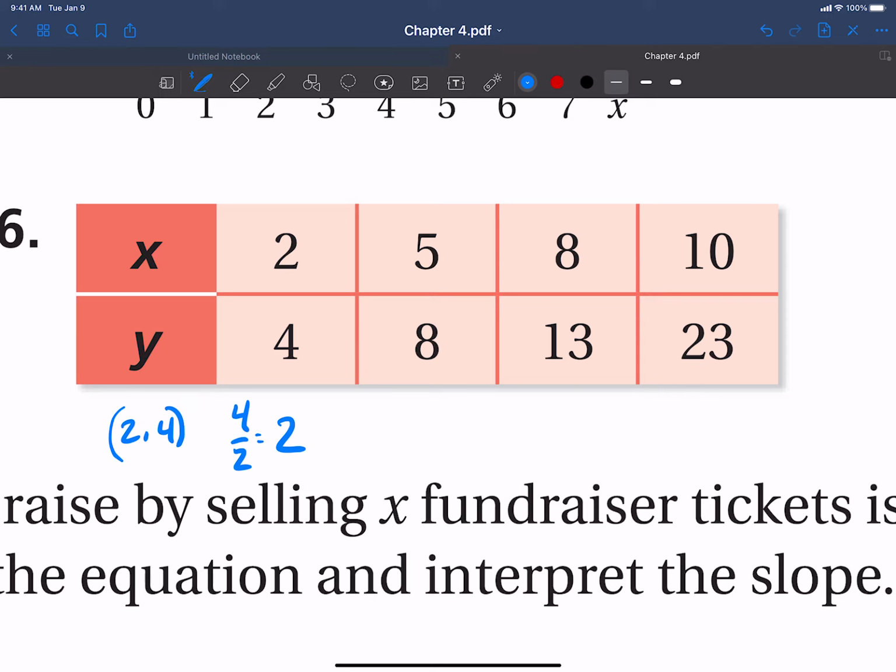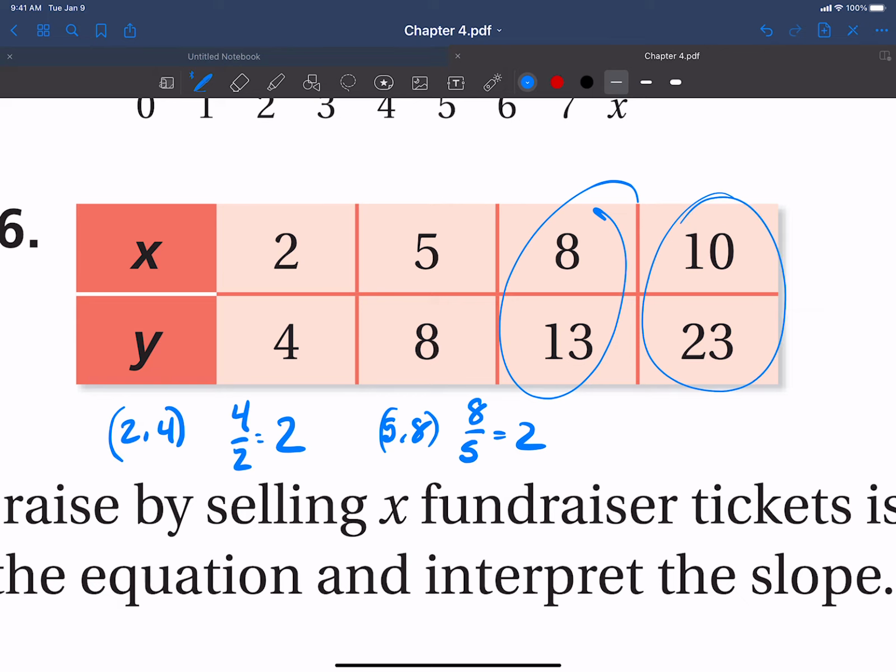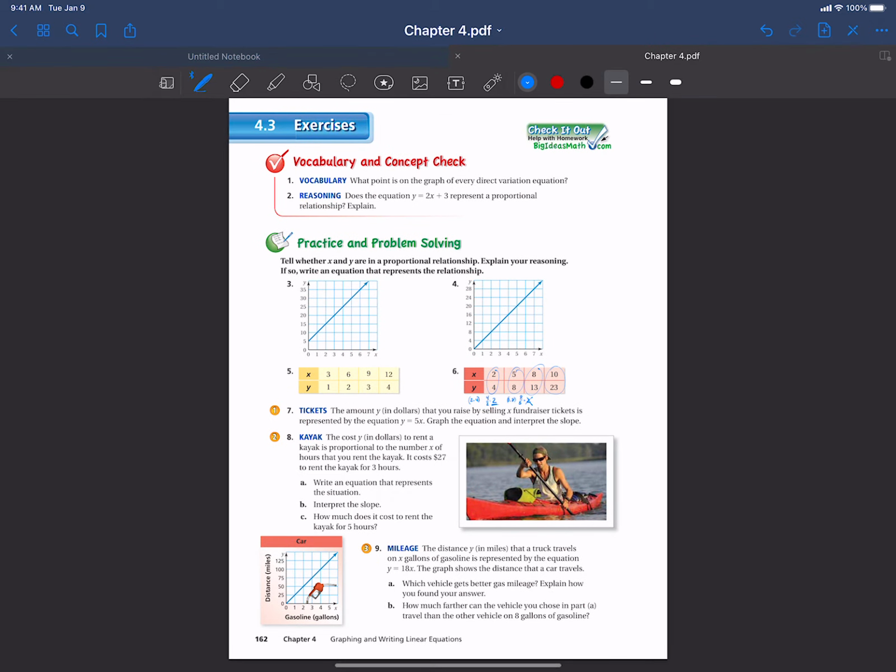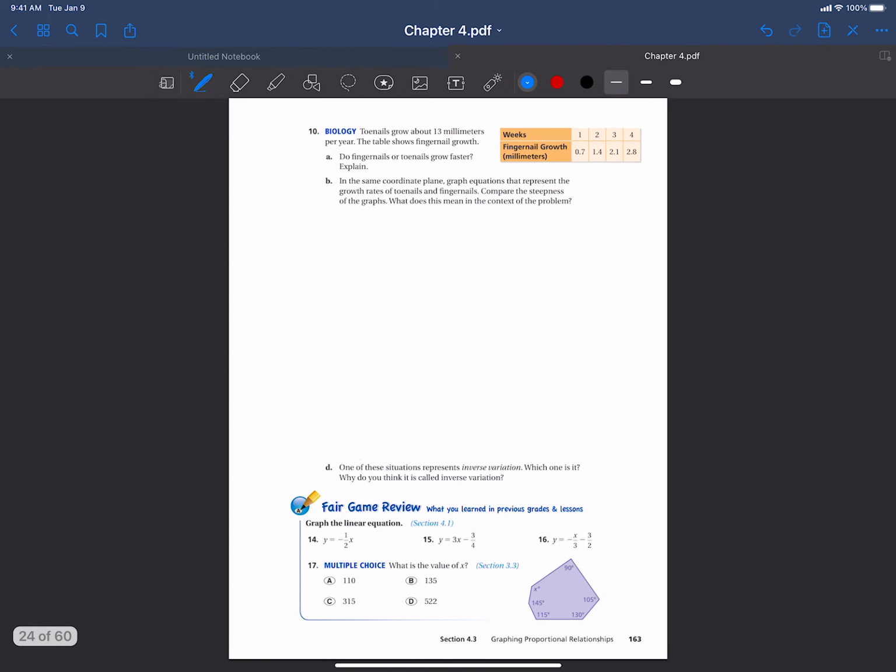2? Yeah. Okay. How about the next point? I've got 5 comma 8. That would be 8 over 5. Does that reduce to 2? No, it doesn't. So hold on. Do I even have to go check the rest? No, because do these first 2 have the same slope? No. So is this a direct variation? No, it's not. How simple is that, guys? That's literally the whole chapter. It is very confusing, but that's all they want to know, okay?